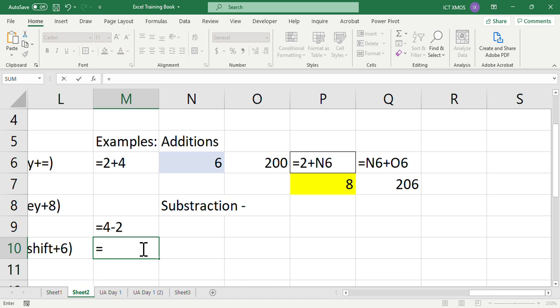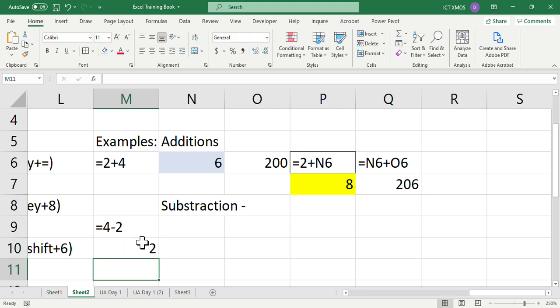Where did you get the subtraction sign from? Before you type the equal to, the sign is minus. Minus, where you see on your screen. Okay. The minus sign. So when you enter equal to 4 minus 2, what will it give you? 2. You can see it. 4 minus 2 will give you this.